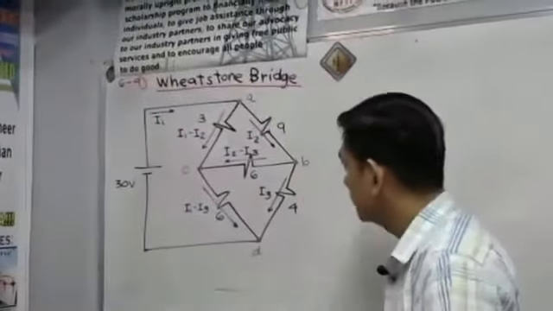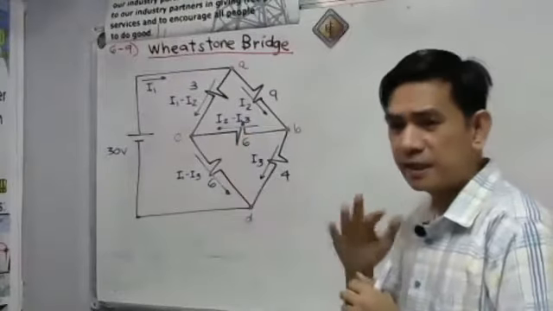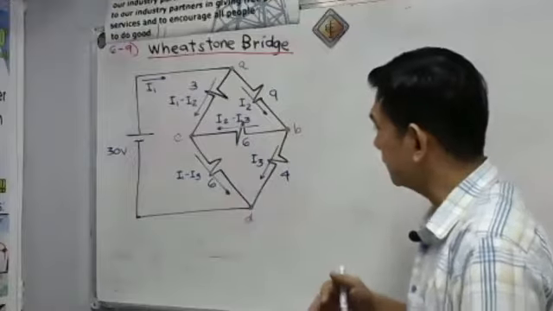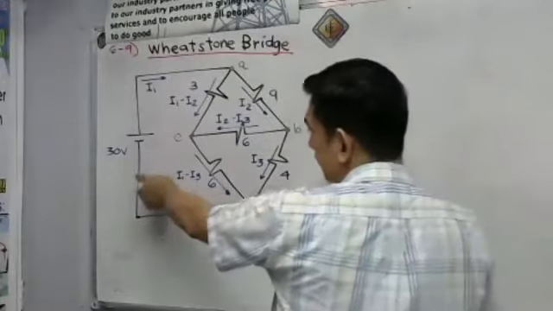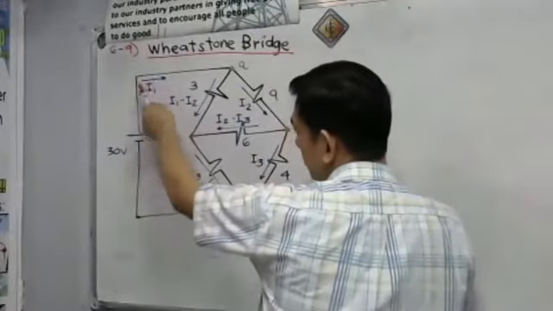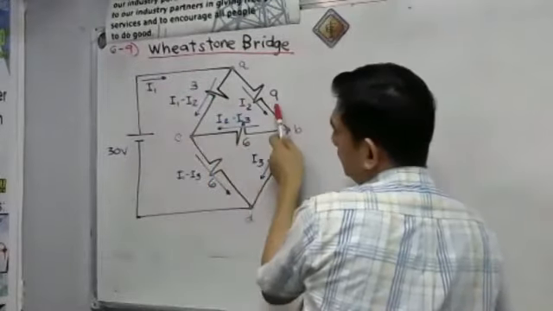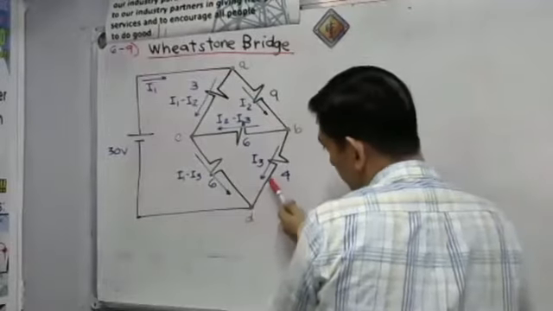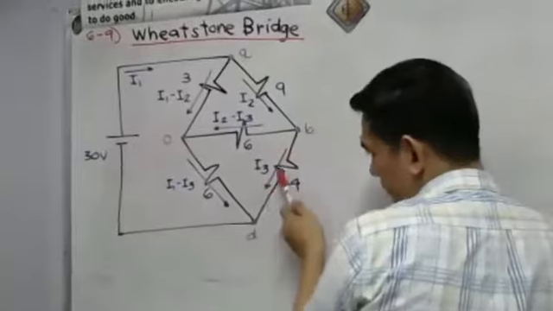I use Kirchhoff current law to determine the three currents so that we can reduce the current flowing for each branch, for each resistor. What I did here is the current from the 30-volt source is current I sub 1. That is our total current. Then the current at the 9 ohm resistor is our current I sub 2. And our current at the 4 ohm resistor is I sub 3.